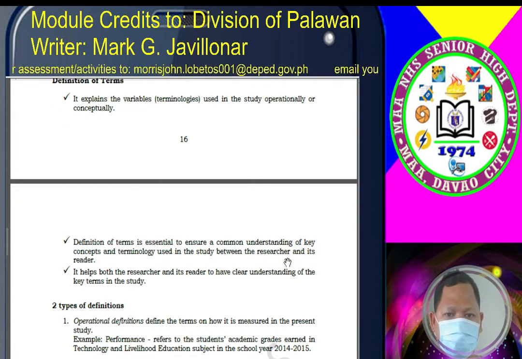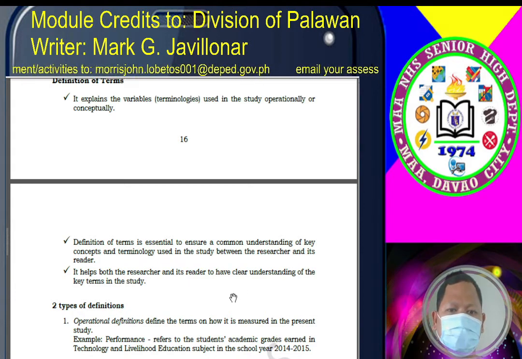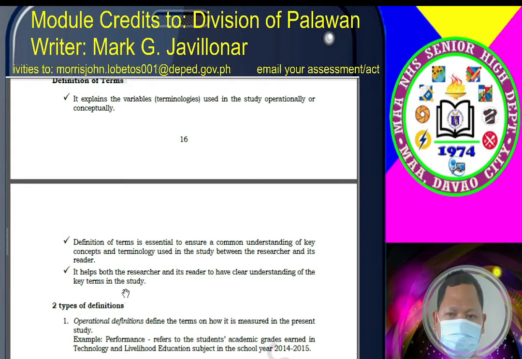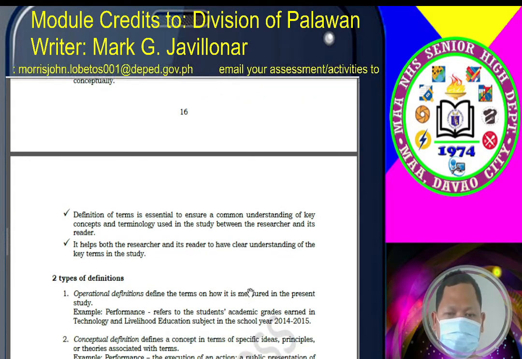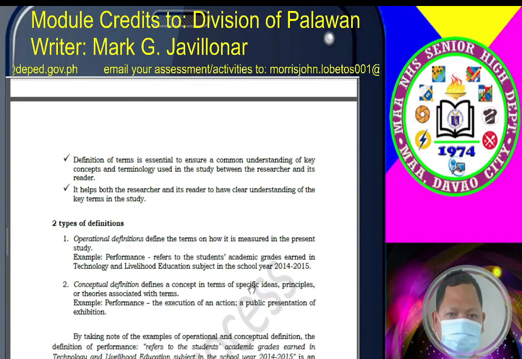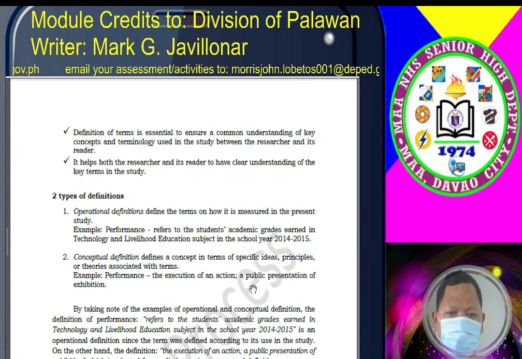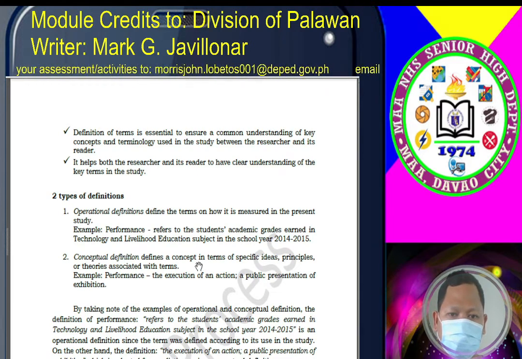Next, it helps both the researcher and the reader to have a clear understanding of the key terms. Just like I said, you must have this to have a clear understanding of your research. There are two types of definition: operational and conceptual.